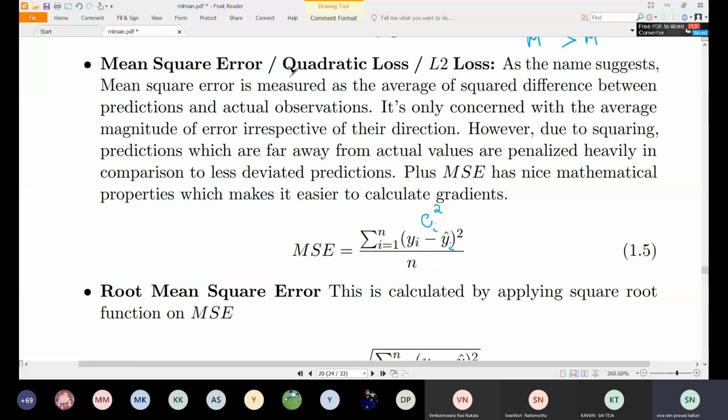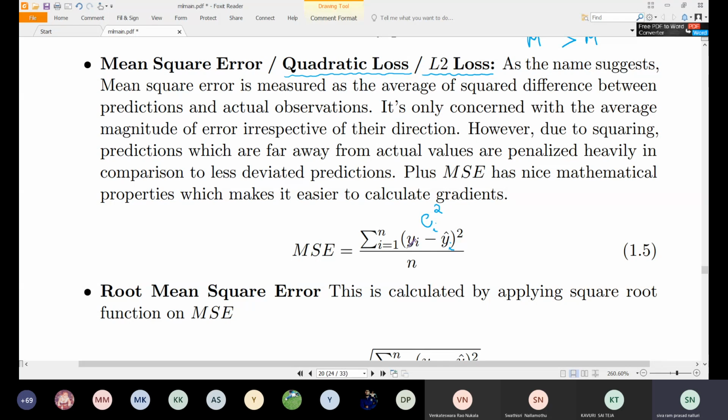It is also known as quadratic loss function, because it is a quadratic term, to the power 2, it is known as quadratic loss. It's also known as L2 loss. So these are the names you come across when you assess the performance of machine learning algorithms. So L2 loss or quadratic loss or mean square error, all are same. So the mathematical expression for that is this one.